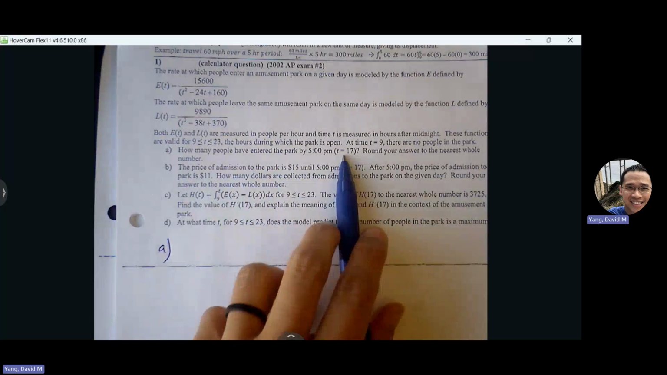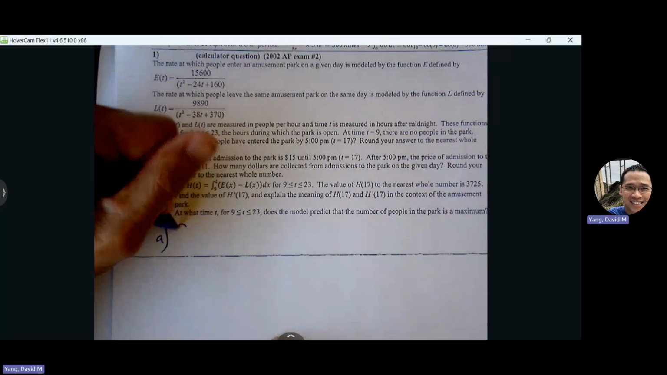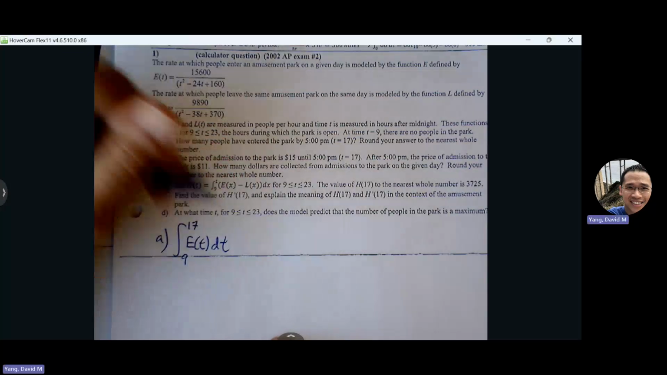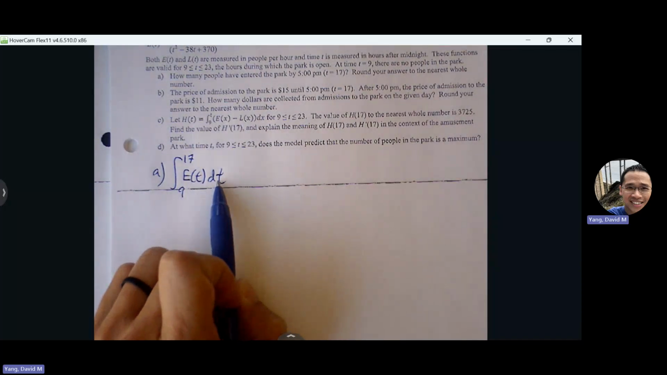So part A, how many people have entered in the park? We want to accumulate over the time range between 9 and 17. 17 represents the end time period, 5 p.m. So the integral from 9 to 17 of E of t. And the unit should make sense as well. E of t is in terms of people per hour. Time is in terms of hours. So people per hour is going to turn into the number of people, and that's what we want, right? We're trying to count the number of people who've entered in the park.